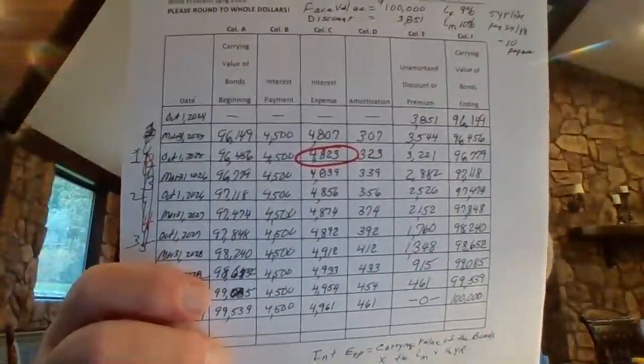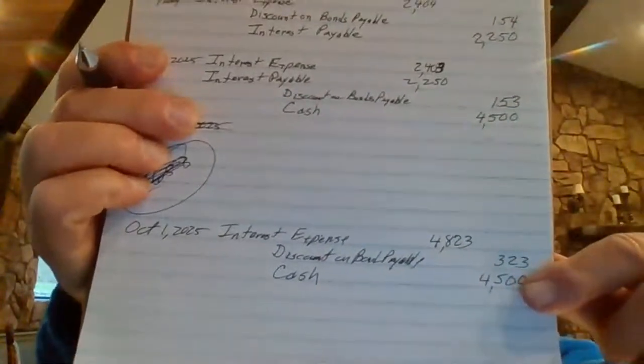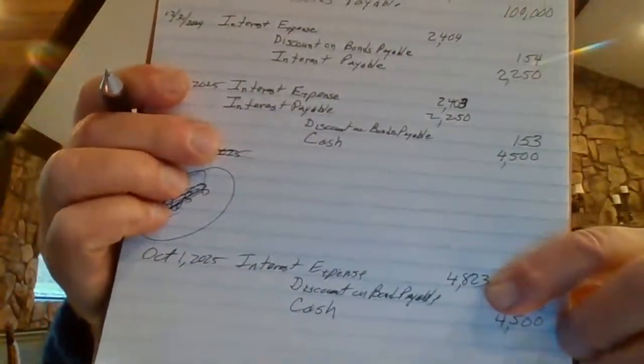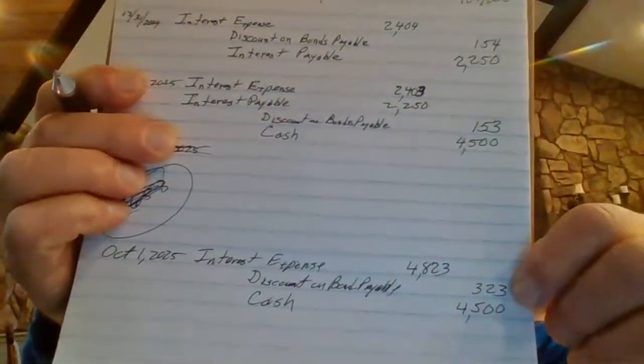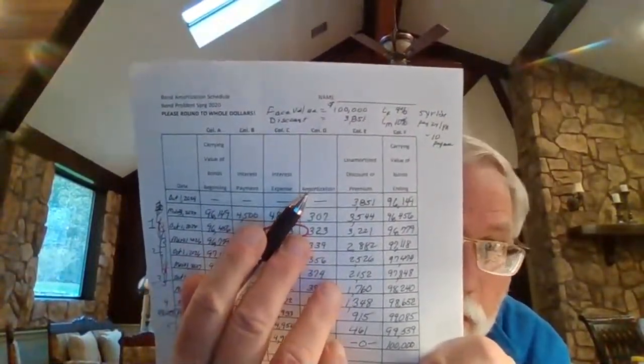October 1, 2025. Our interest expense is $4,823. The discount amortized is $323. And the cash payment, interest payment is $4,500. So there you can see the entry. $4,500 payment, interest expense $4,823. The balancing number $323 agrees with the amortization of the premium or the discount. In this case, it's a discount.